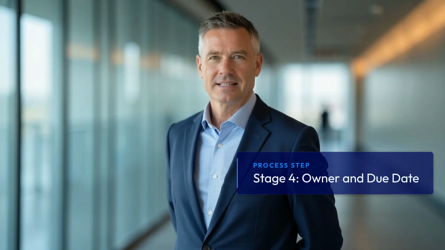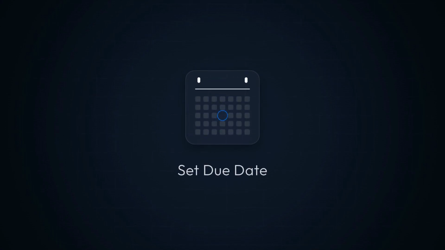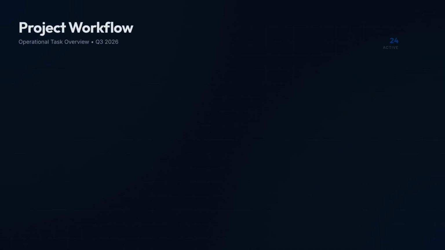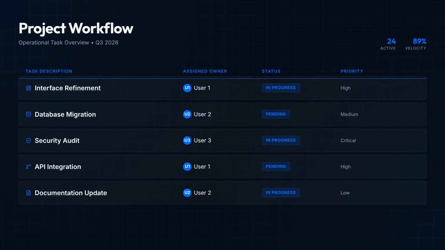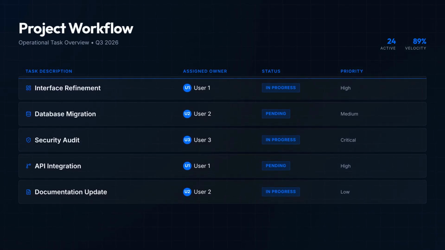Owner and due date. Stage 4 makes owner and due date visible and reviewable. Again, use confirmed source information, name the person responsible for the decision, and record the output before moving forward. Use synthetic examples rather than real personal information.